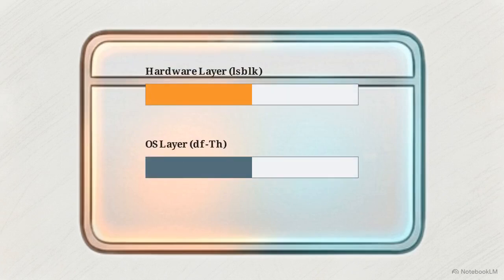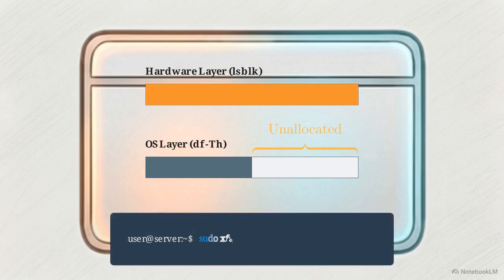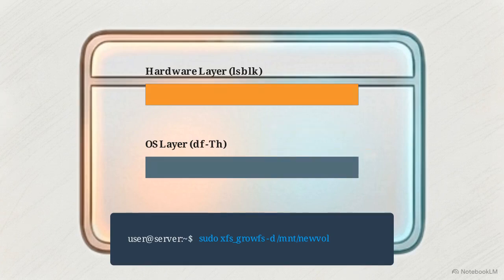This comparative chart shows what happens next. lsblk shows the top bar, our physical hardware, has successfully expanded. But df -th shows the operating system, bottom bar, trapped at the old limit. xfs_growfs forces the logical file system to stretch, filling the new hardware space.